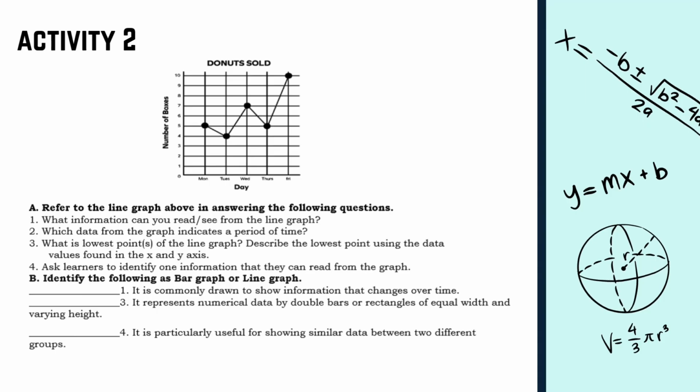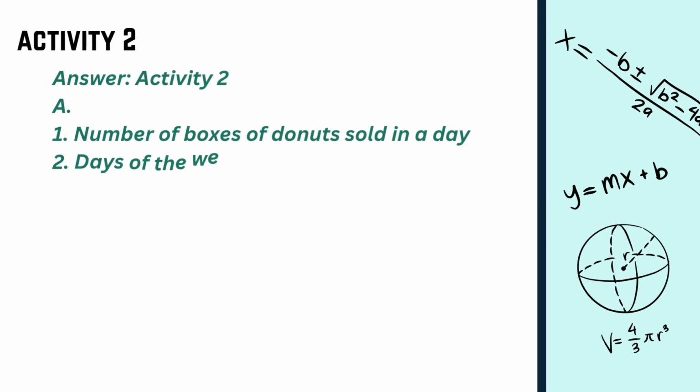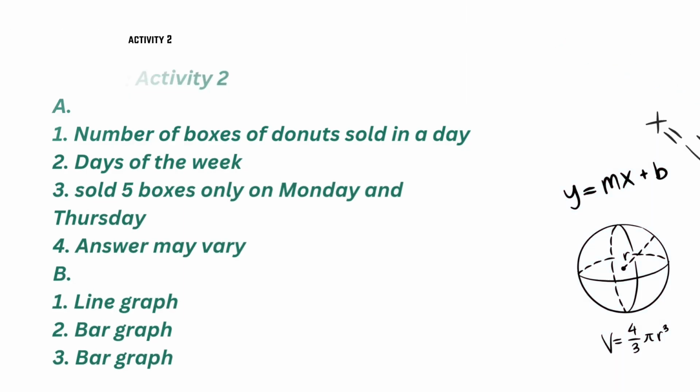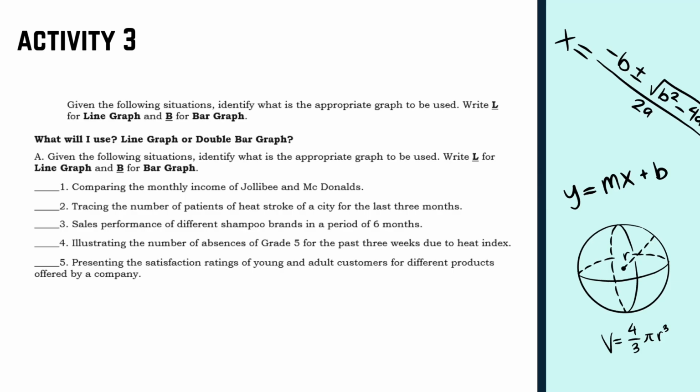So for activity 2, we have here a graph, donuts sold, number of boxes in a day. So how many boxes of donuts are sold on Monday, Tuesday, Wednesday, Thursday, and Friday? Okay, next we have activity 3.